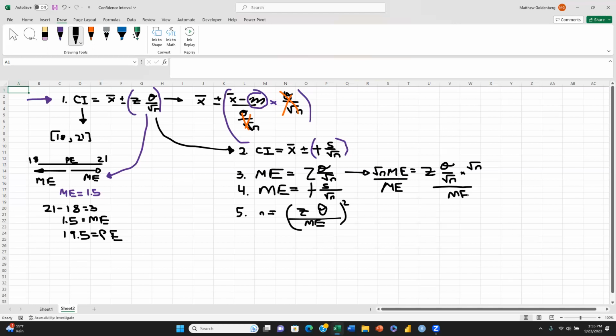As you can see, certain things cancel out. Margin of error cancels out with margin of error. Square root of n cancels out with square root of n. And we're given this equation right here, which is square root of n is equal to z times theta over the margin of error. And then you can see it's a relatively simple step to go from here to this equation right here. You're just squaring both sides.